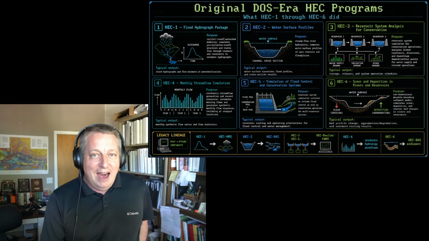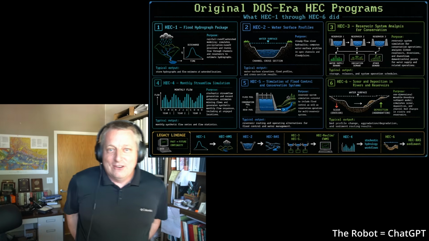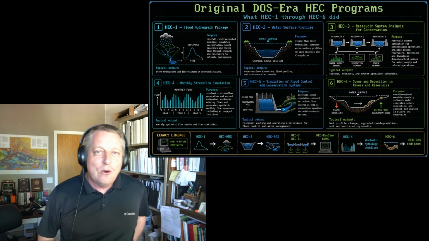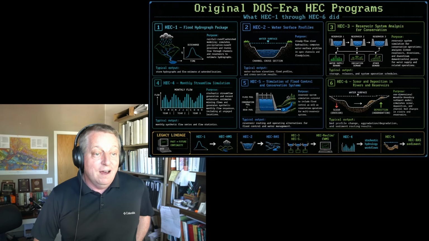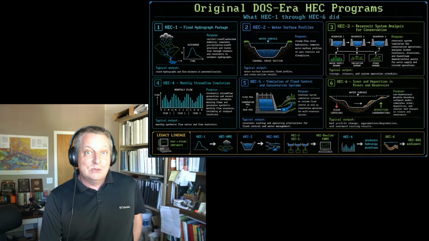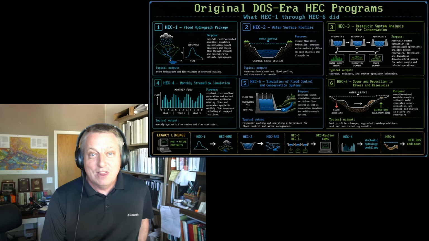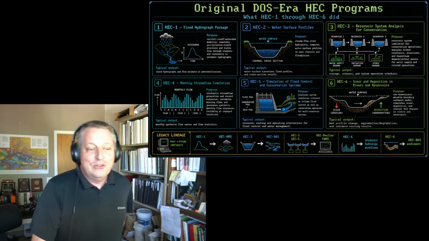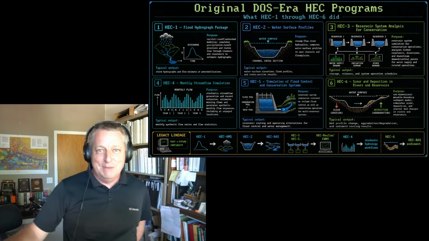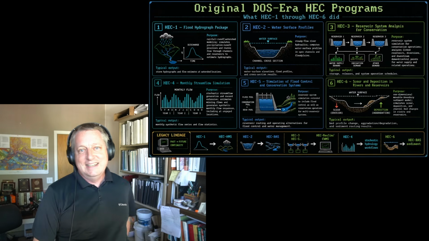All right. I asked the robot to put together a summary of the original DOS programs. It did a pretty good job. I actually even like the Atari DOS font it used. When I came into the Corps, I knew about HEC-2. And I quickly learned about HEC-1, and then I became the Buffalo District sediment guy, so I learned about HEC-6. Somewhere along the line, I heard there was a 5. 3 and 4 are kind of lesser known, but I assumed that they existed, and I just kind of assumed that everything led to sediment, that the world culminated in HEC-6.